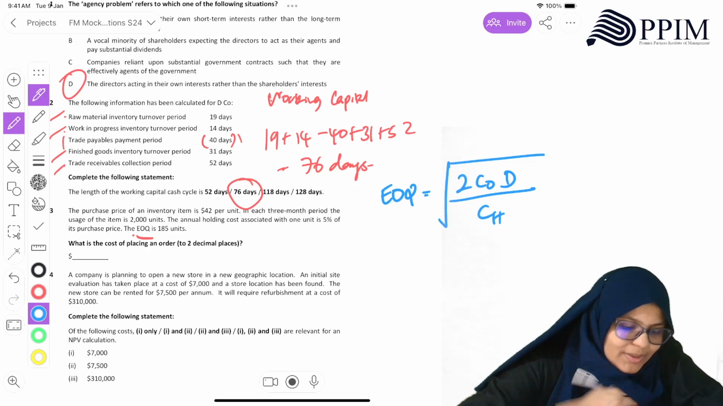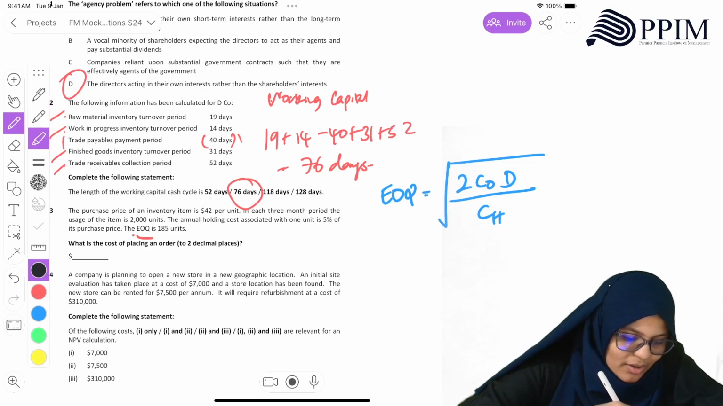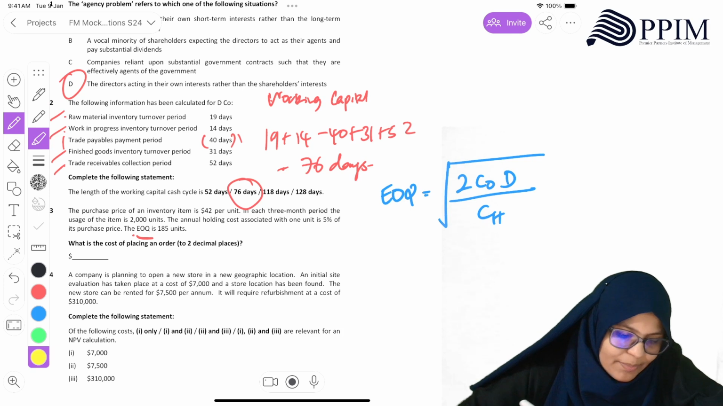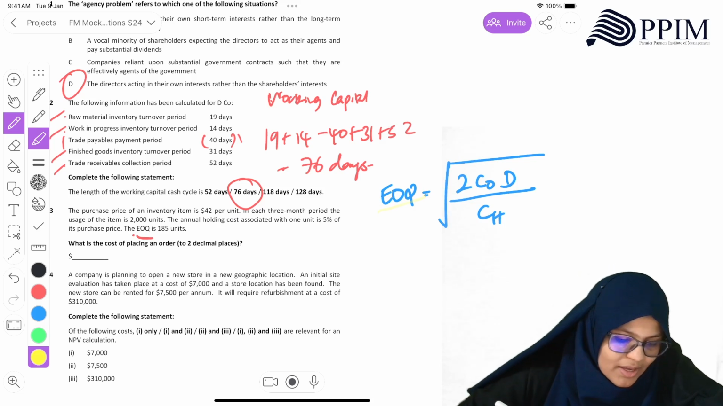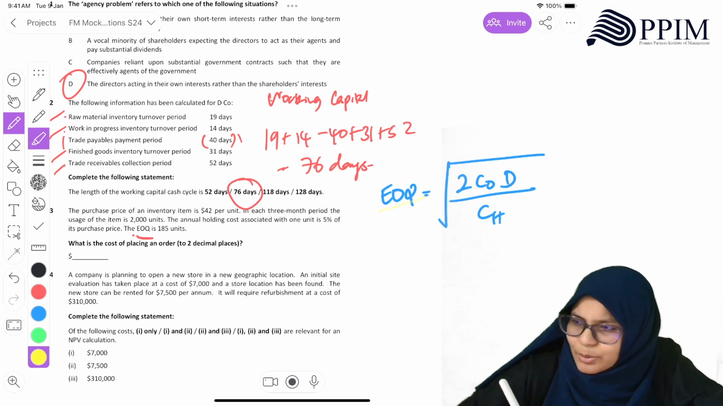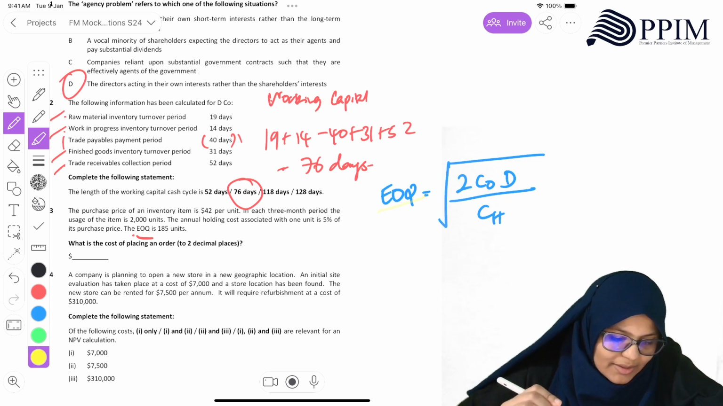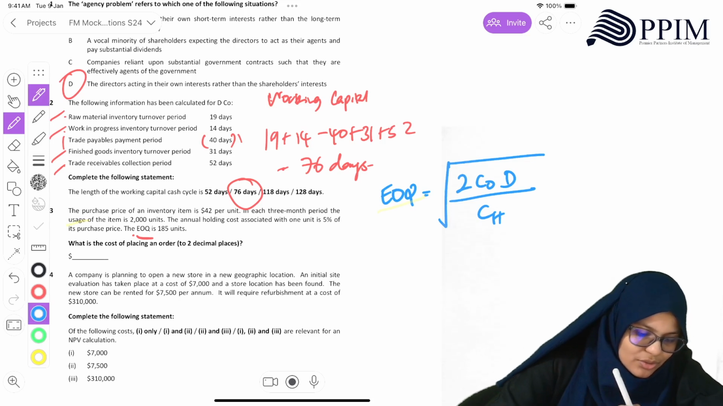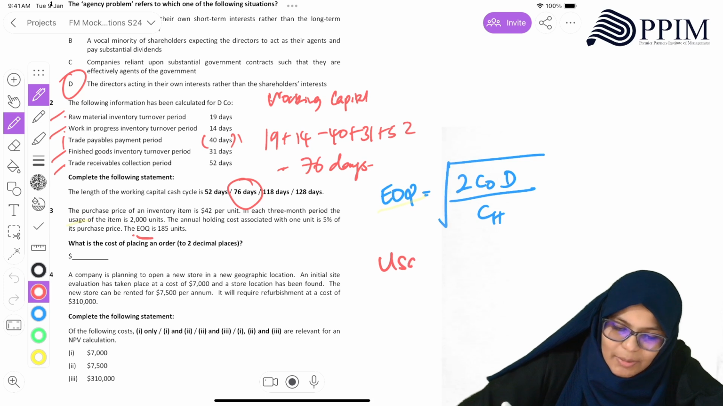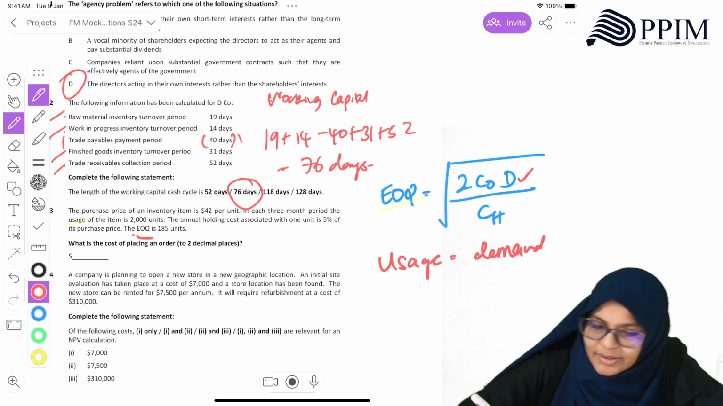Now I will figure out what I already have in the question. Very clearly they have given me EOQ already. They have given me purchase price, but I don't really put purchase price directly. Then they have given me usage, right? What is usage? I'm sure you guys know that. Usage is only the demand. So demand is also given.